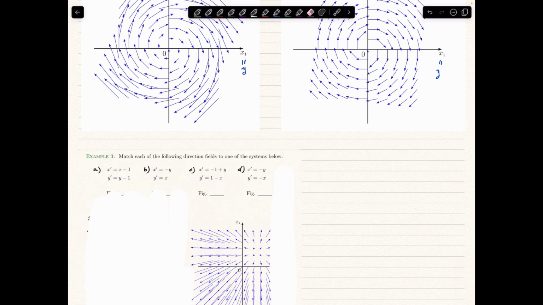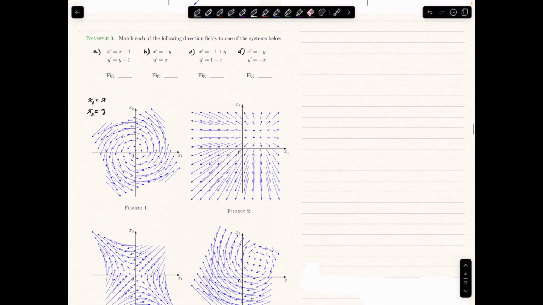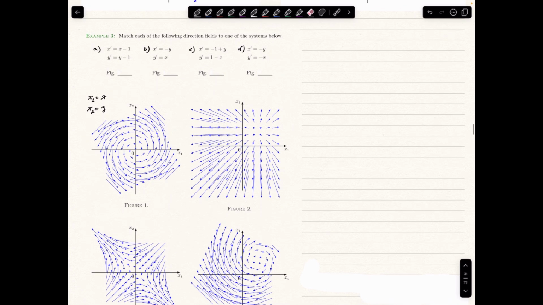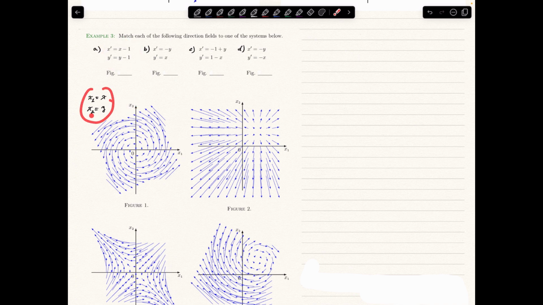Our last example on vector fields is matching. This is the type of exercise that we have in the homework. The exercise is to match each of the following systems with the corresponding vector fields. This is how the vector fields look like. And here I have some ground labels. For example, here I'm talking about x and y for the components of the function. And here x1 and x2. Well, x1 is always x, x2 is always y.